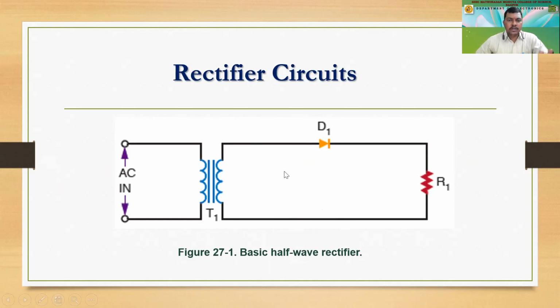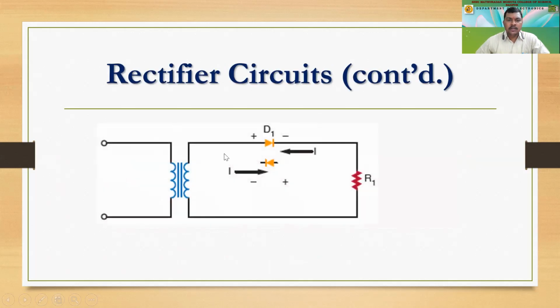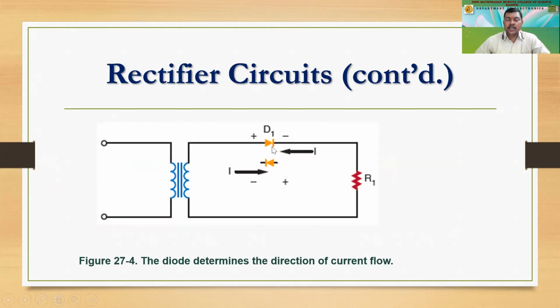I am refreshing what we have studied, and this is how the rectifier circuit works. During the positive half cycle the diode will conduct, and during the negative half cycle it will work as an open switch. Therefore it will block the negative half, and only the positive half will come across. So for that we need this.